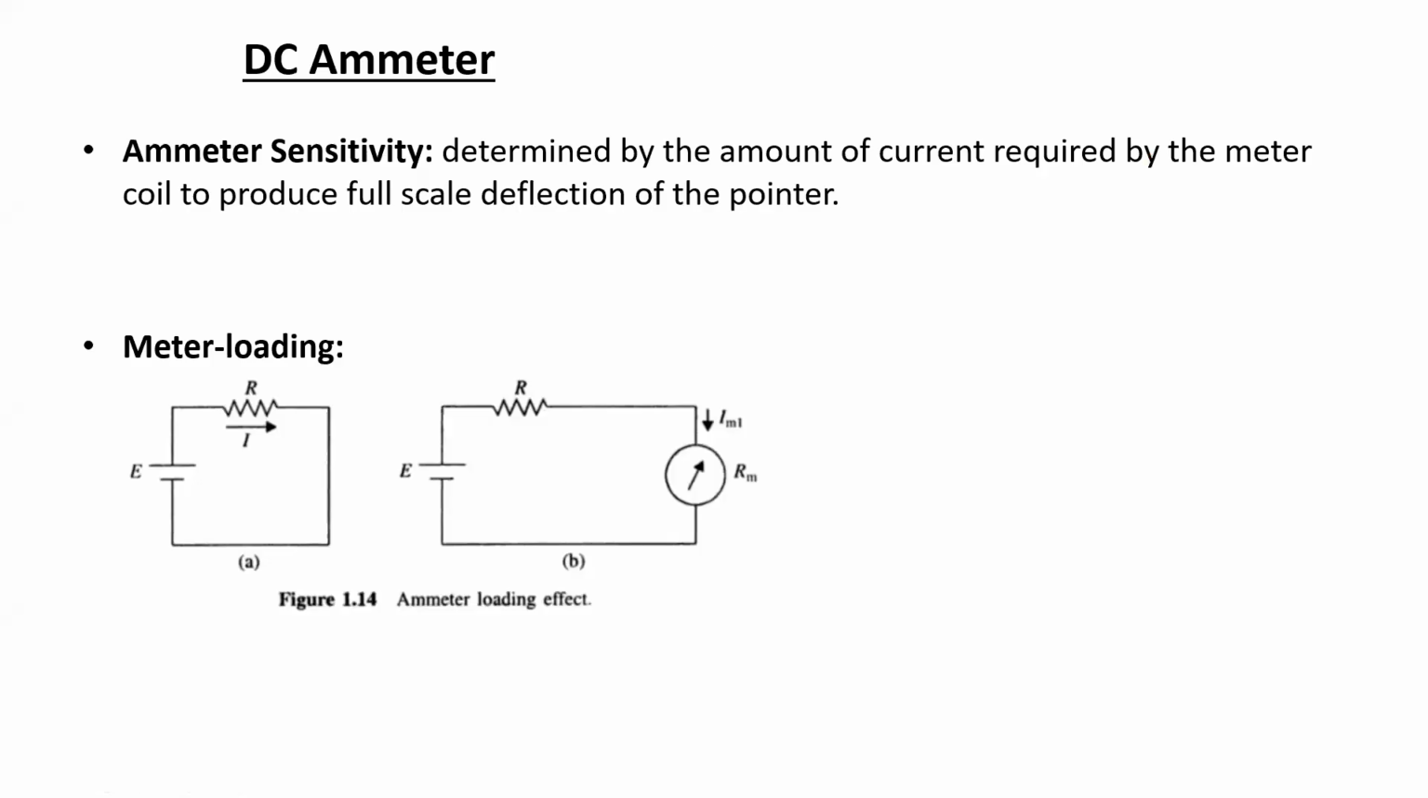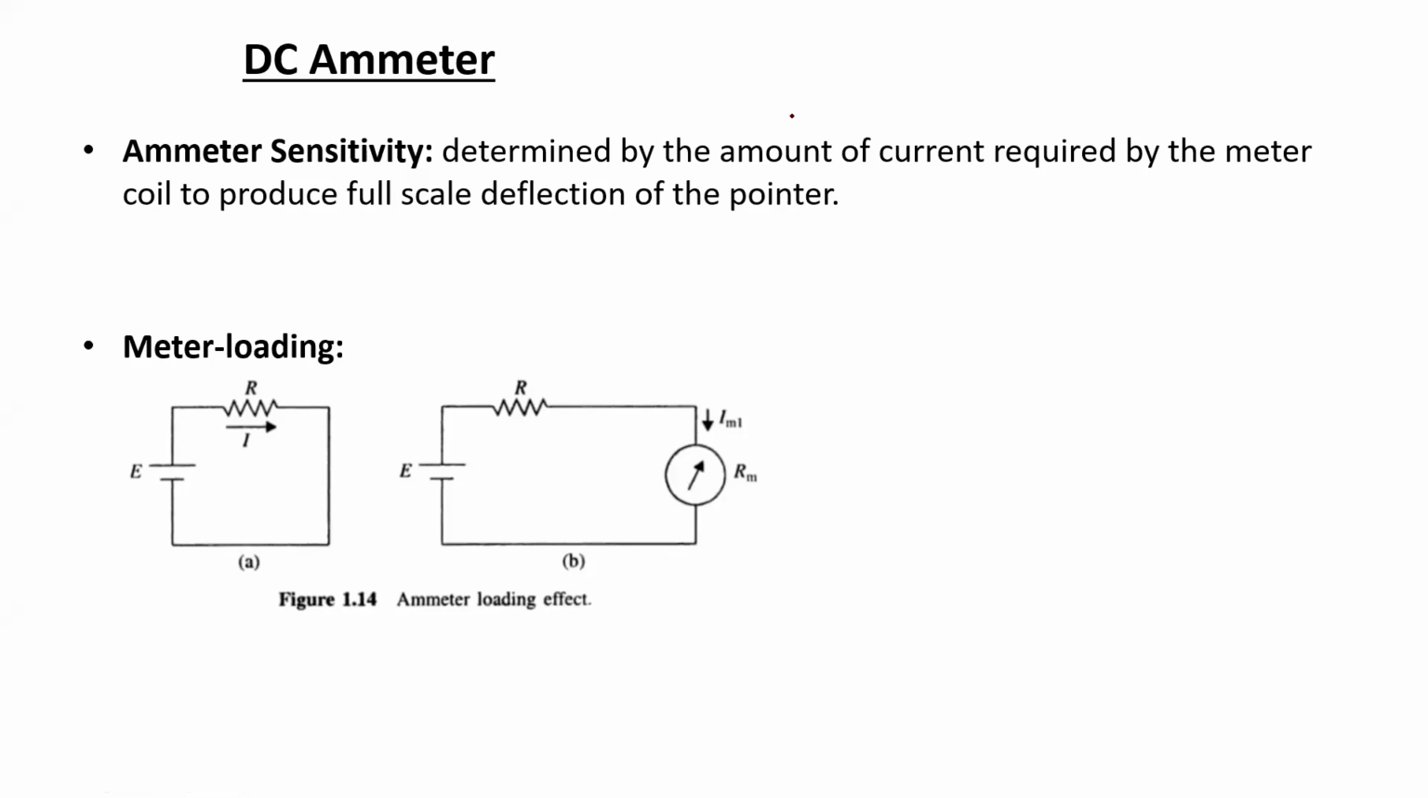Now, in order to talk about meter sensitivity, the sensitivity for these PMMC type meters is determined normally by the amount of current that is required by the meter coil to produce full scale deflection of the pointer.